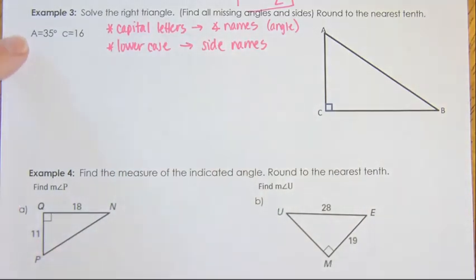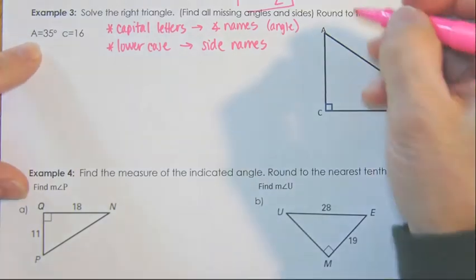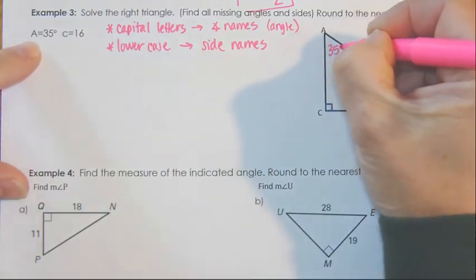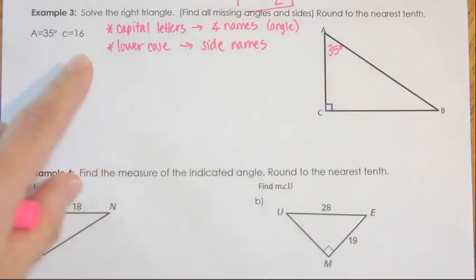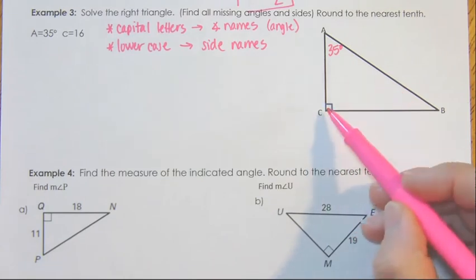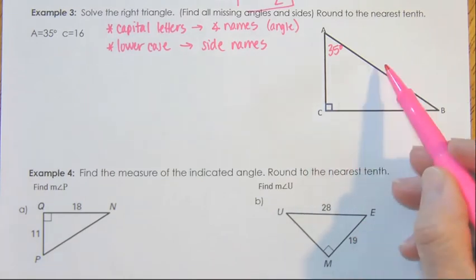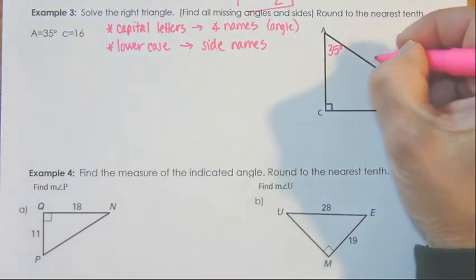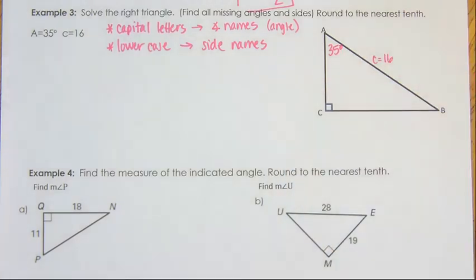So we see here that this A is talking about the angle because that's a capital. This angle is 35 degrees. And the side C is 16. The side is always across from the angle, so this one is side C over here. So C is equal to 16. Now they only gave us 2 pieces of information. I need to find all the rest.